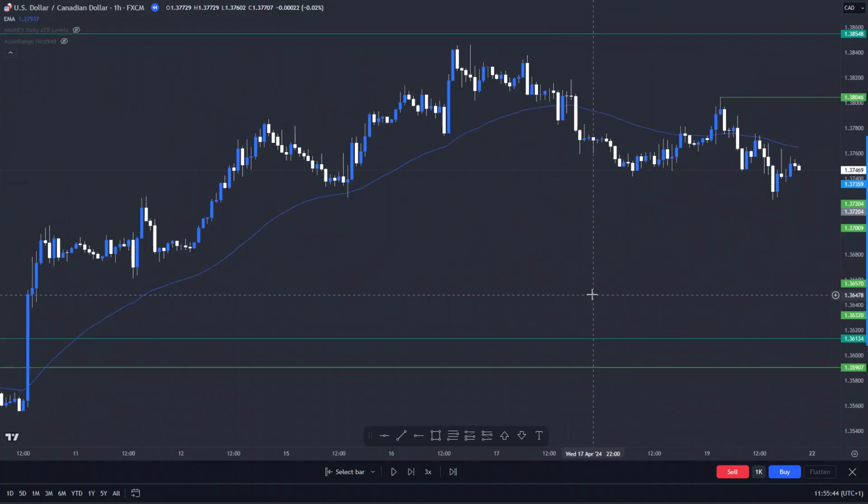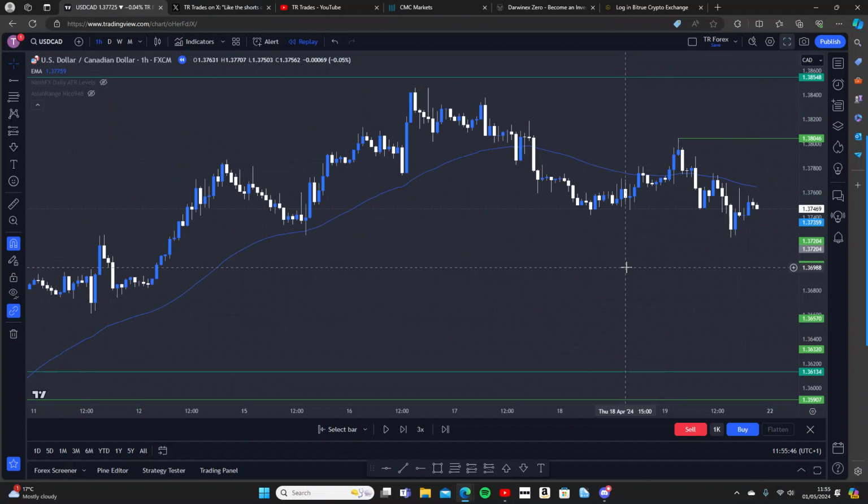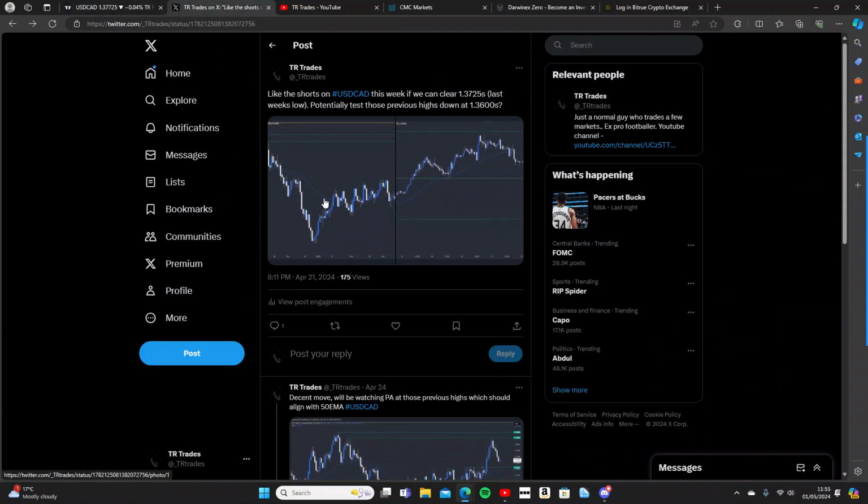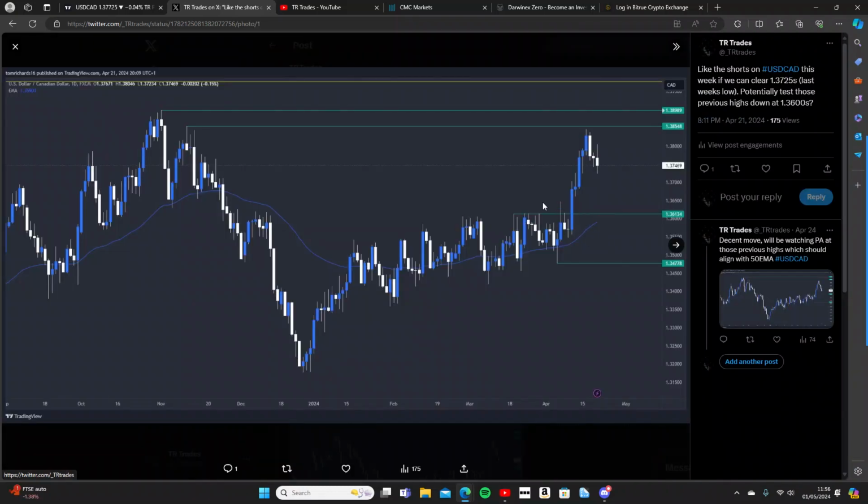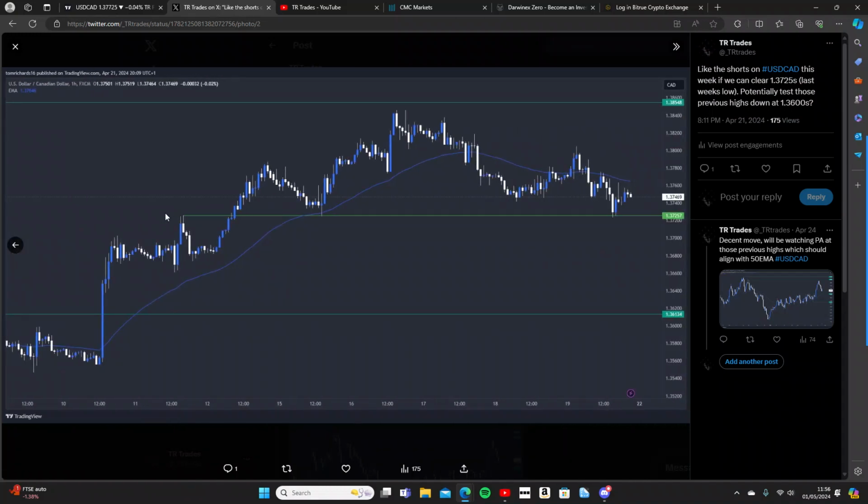If you look on the hourly, I actually put it on my Twitter. If we go to my Twitter quickly, so you can see here, April 21st, I tweeted, I like the shorts on the dollar CAD this week if we can clear 1.3725s, which was the previous week's low. Potentially test those previous highs down at 1.3600, so this area around here, this is the daily. And then on hourly, I had this marked up.